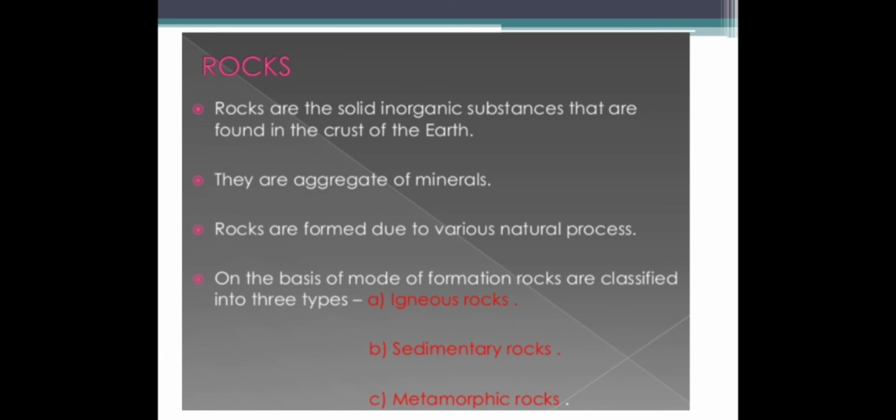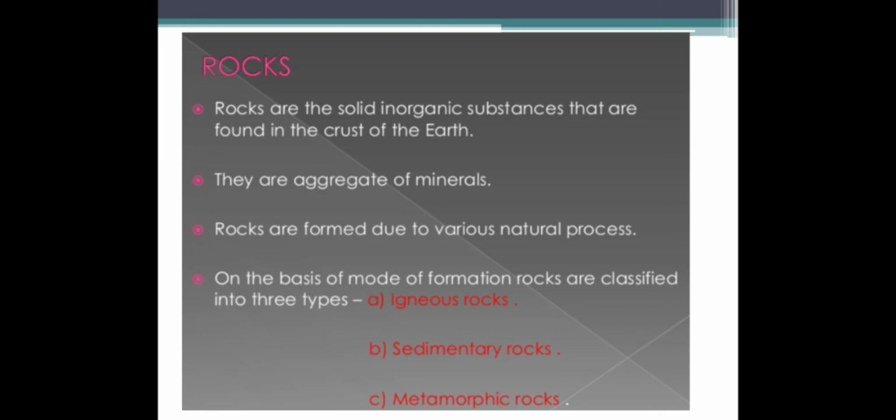Then next we go to rocks. Now we said that the crust consists of rocks. So what are these rocks? Rocks are solid inorganic substances that are found in the crust of the earth. They are aggregates of minerals. Rocks are formed due to various natural processes. On the basis of the mode of formation, rocks are classified into three types: igneous rocks, sedimentary rocks, and metamorphic rocks.